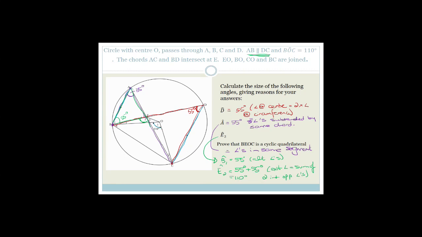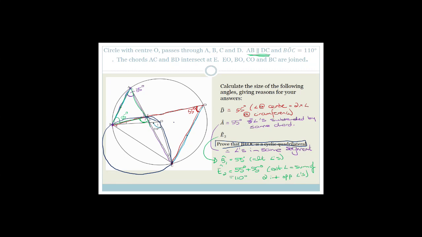Okay, not too bad. So that's E2. Now they say, change color again. What color should we go for? Okay, let's go for dark blue. They say prove that BEOC is a cyclic quad. So the first thing I'm going to do is fill this in. BEOC. So in other words, they want some form of circle that goes through BEOC. So we've got no tangents and we've got no external chords.